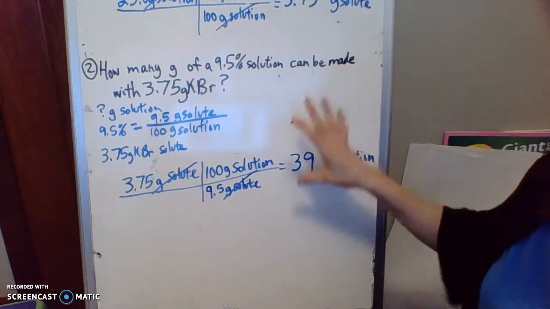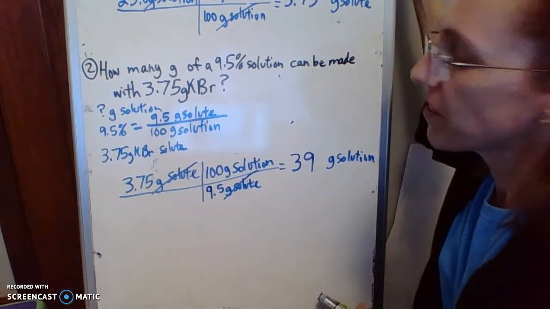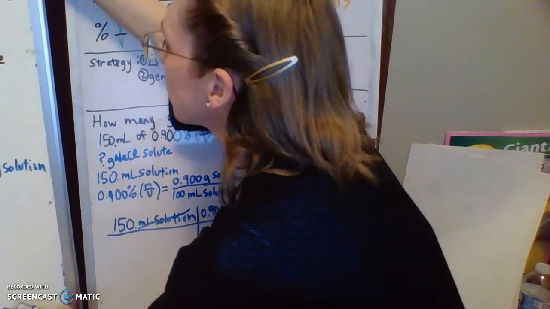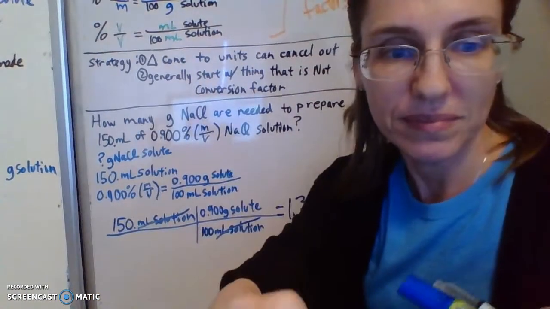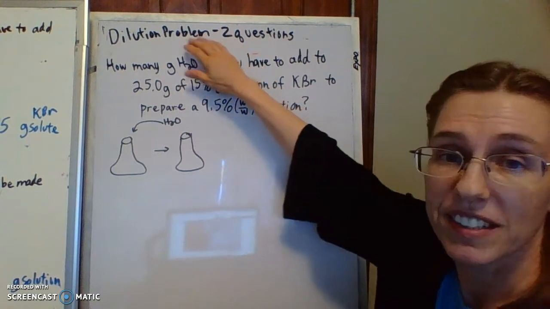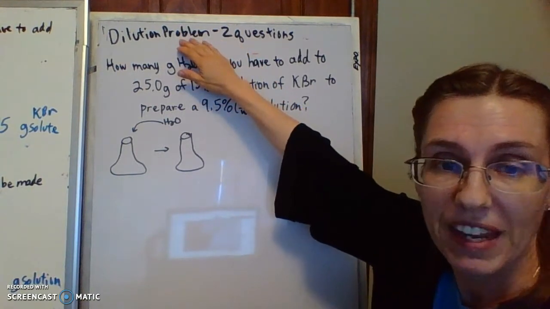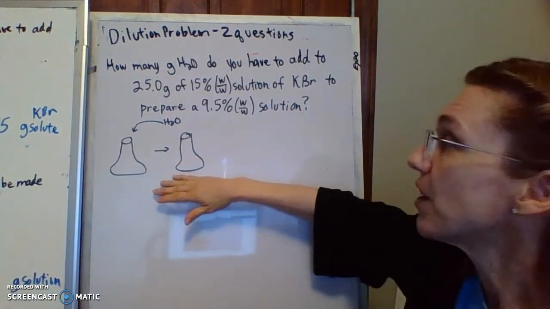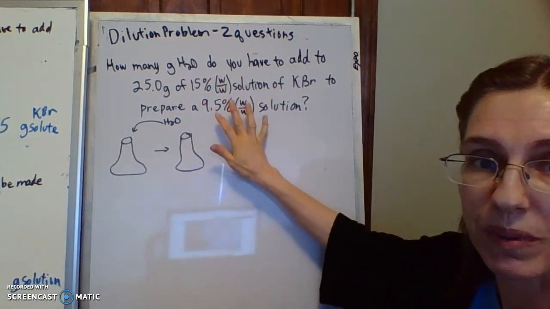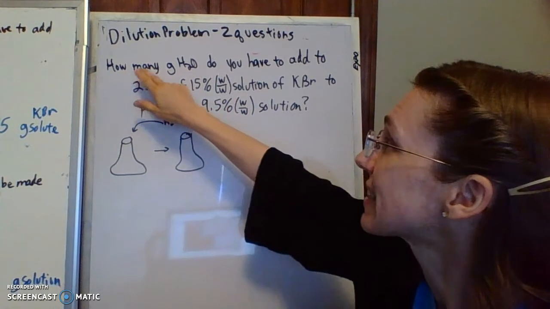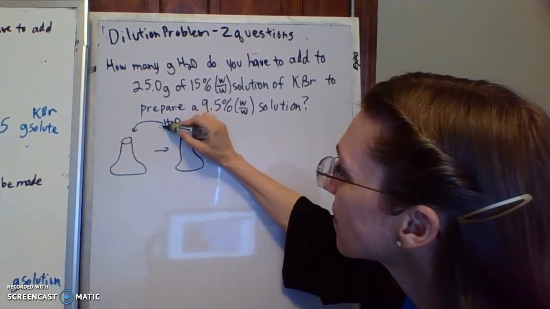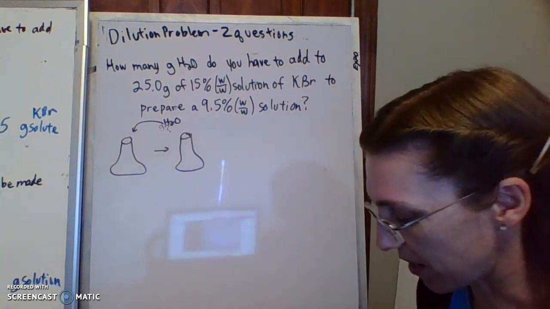So we had two questions that we were able to figure out the answers to by following the same type of methodology. Now we're going to do another set of questions, and this is known as a dilution problem. Sometimes it helps to draw a picture, so I've drawn a little picture here so that we can figure out what we're talking about when we read this information. So it asks how many grams of water. This is what we're asking for right there, grams of water.